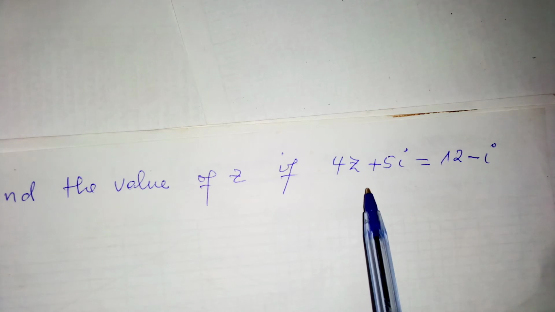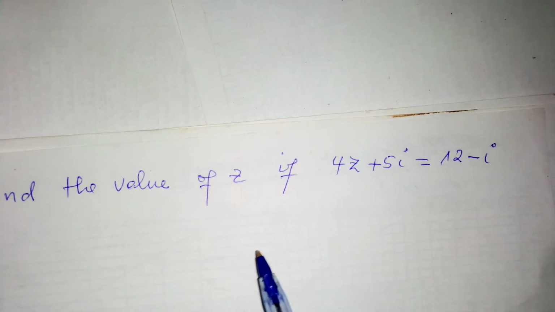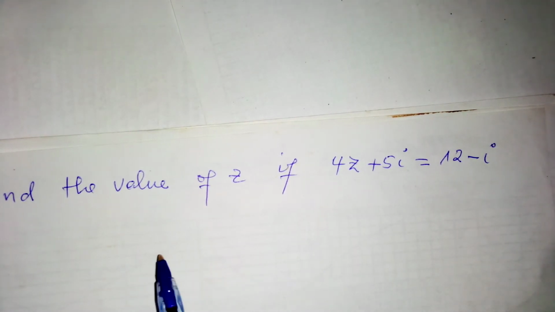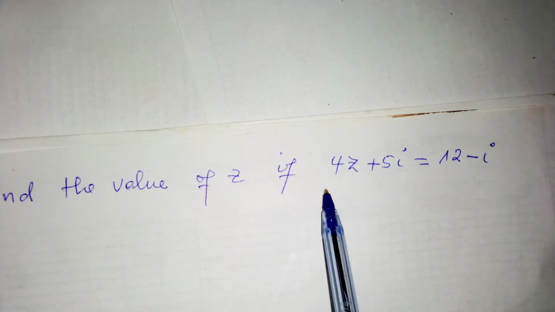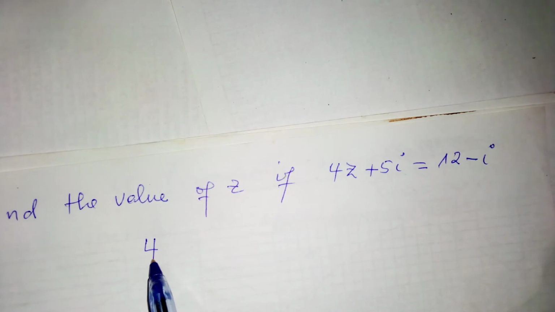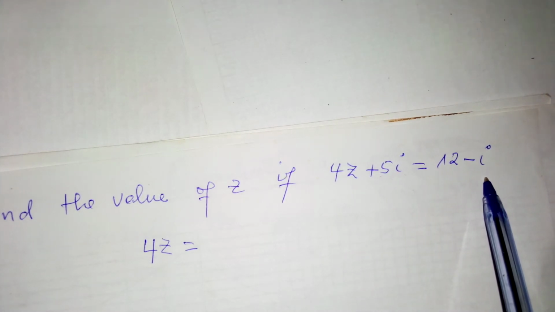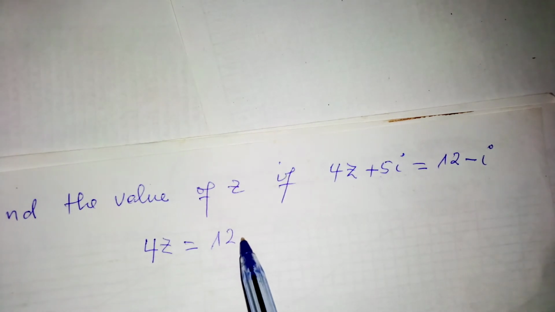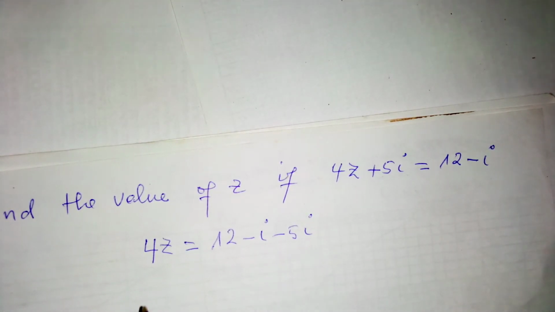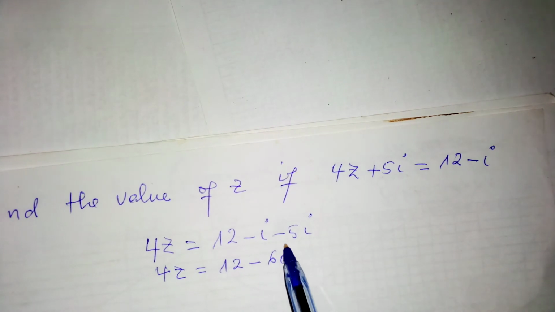In a previous lesson, we studied that when in an equation there is the letter z, it means this stands for a complex number. And to find our value of z, we also need to collect like terms together, real part and imaginary part, as we studied in the previous lesson. We shall have 4z to be equal to 12 minus i, and 5i needs to be on the other side, so minus 5i. If we collect the like terms together, we shall get 4z to be equal to 12 minus 6i.